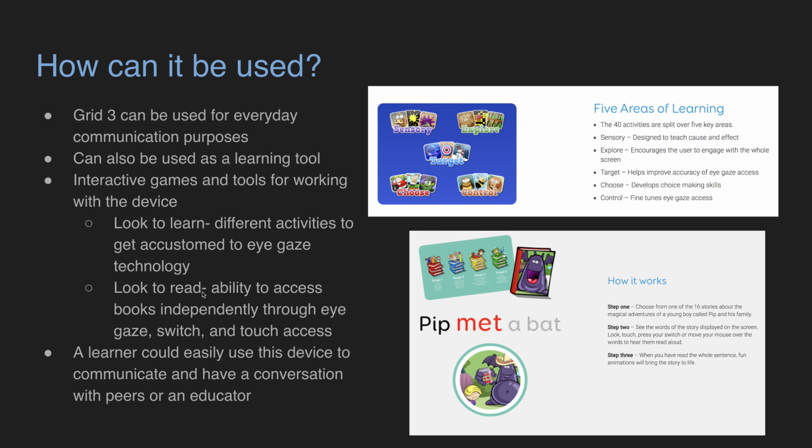They also have Look to Read, where students can access different books through eye gaze, switch, and touch access. So that's an example down here at the bottom. Step 1, you would choose from the 16 stories that are in there. Step 2, see the words that are displayed, look, touch, or press your switch to move over the mouse to hear them read aloud. And then you can bring those animations to life by clicking them through in the story.